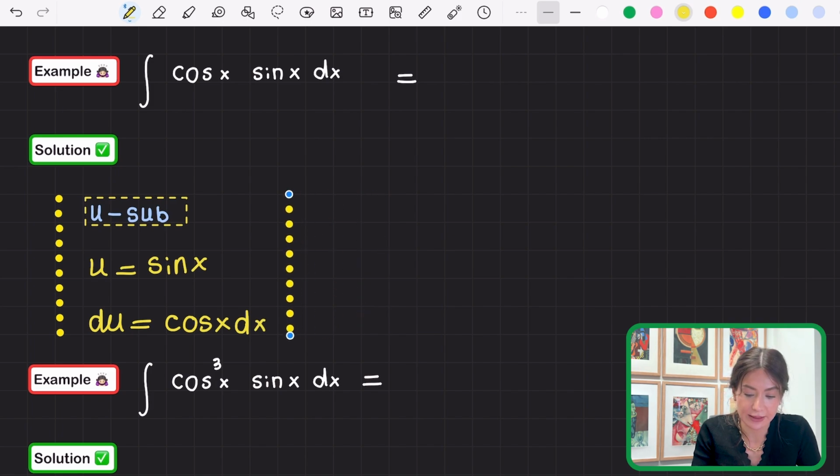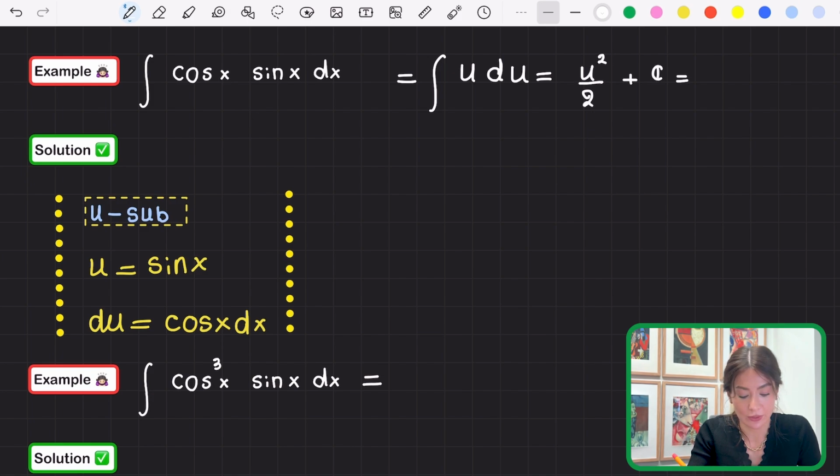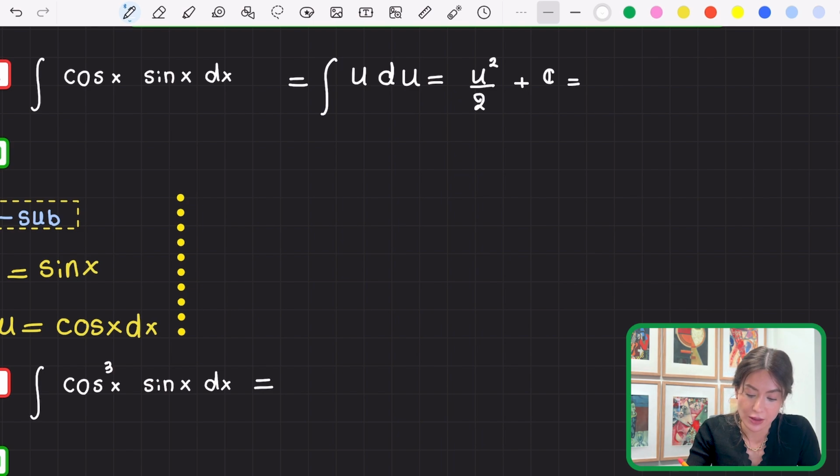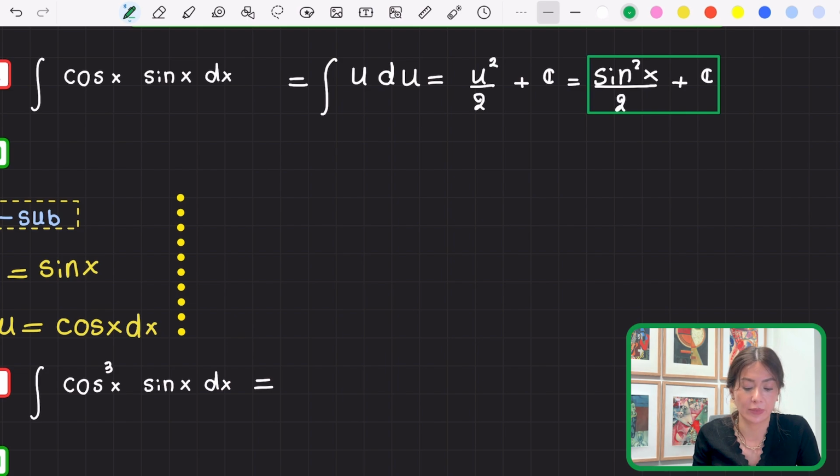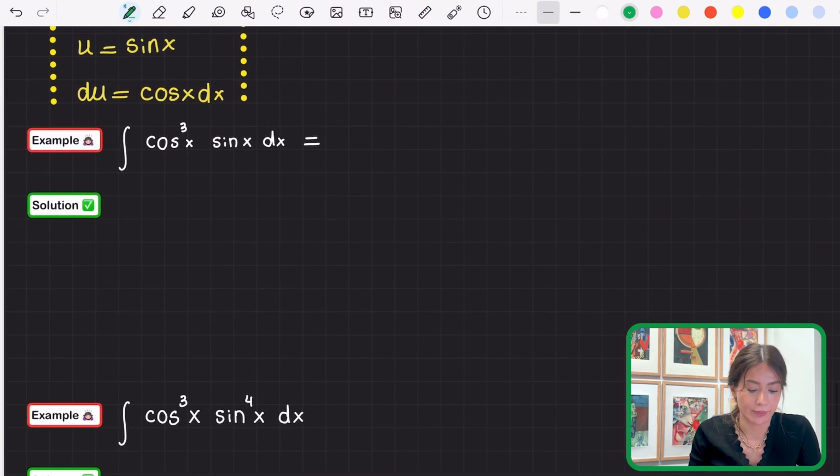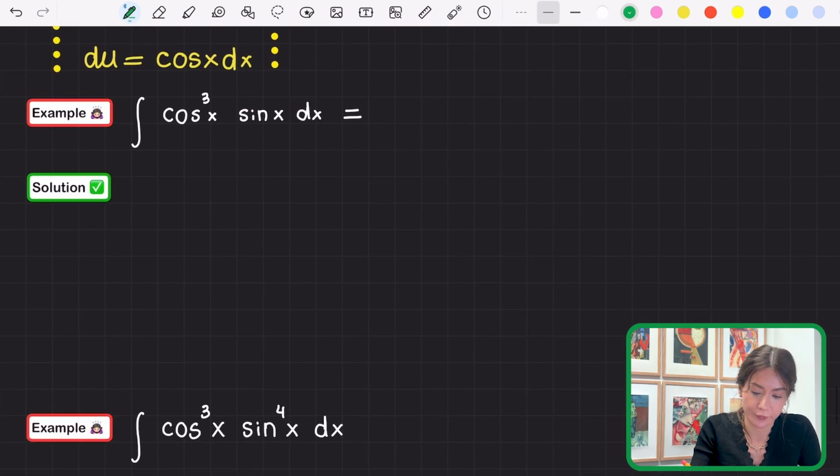I will rewrite this integral as a u sub. And this is the power rule, very simple power rule. You back substitute. U was sine, so sine squared. This is your final answer. All of these integrals, you can count on them turning into power rules, all of these.